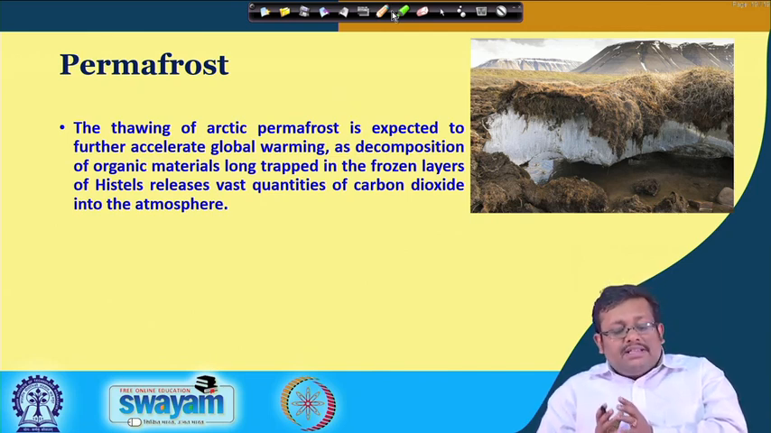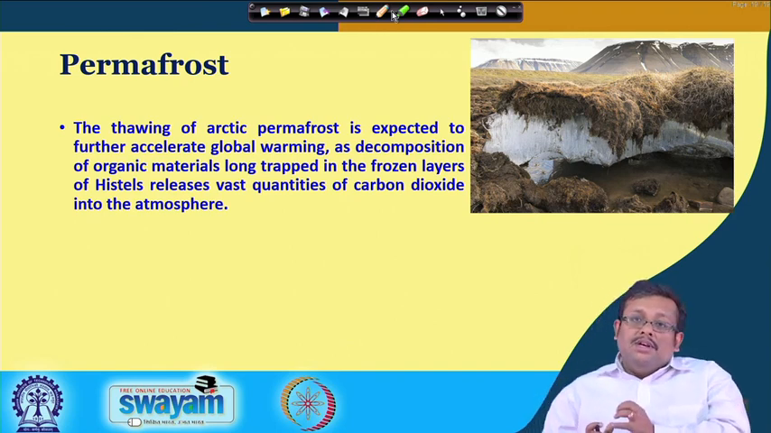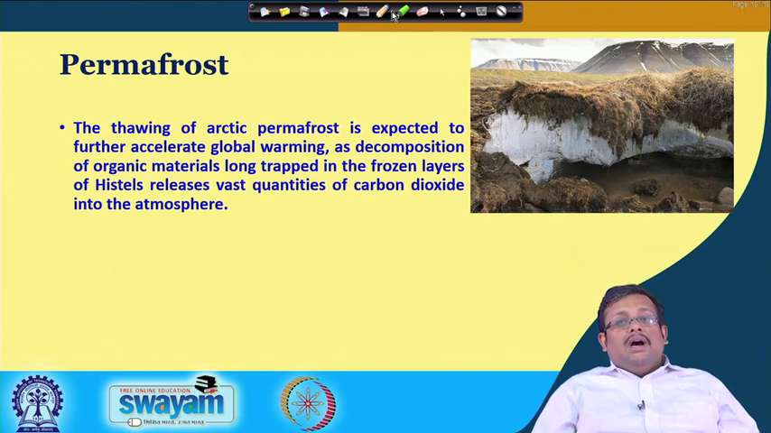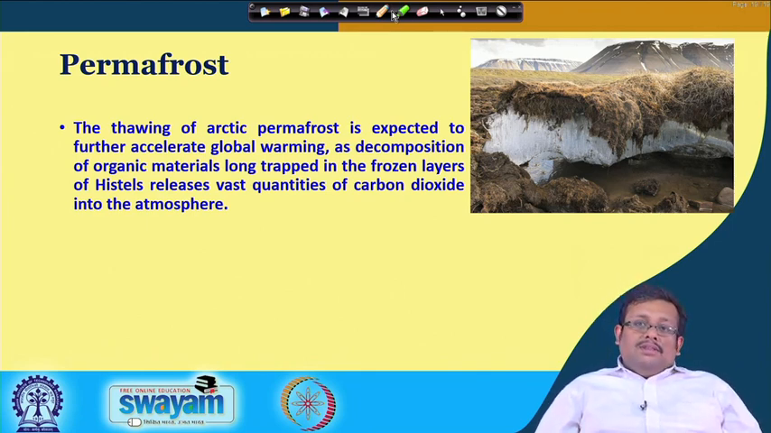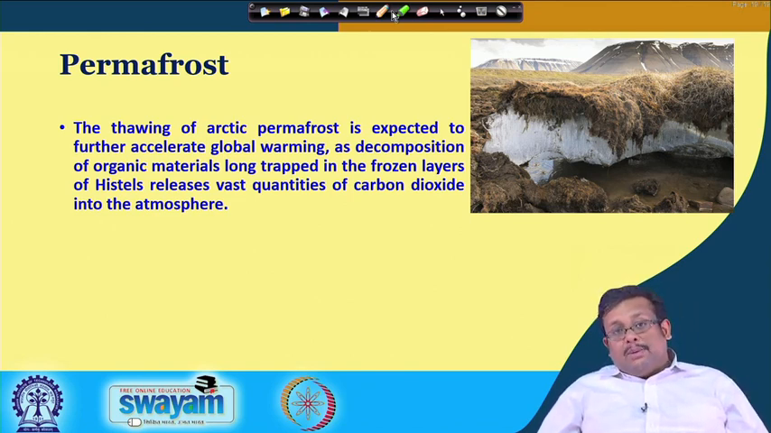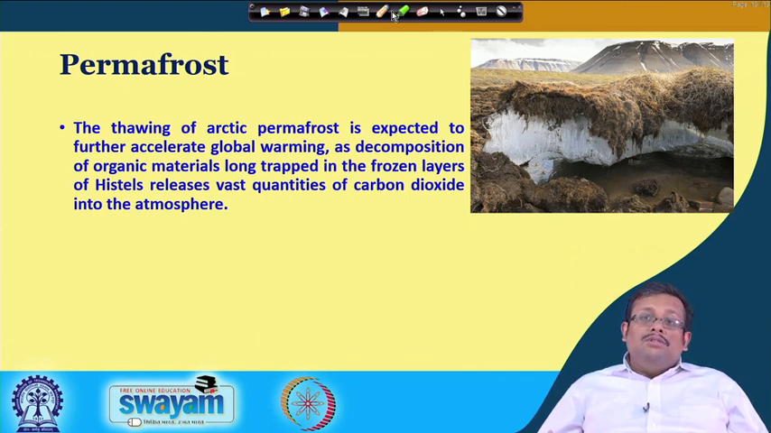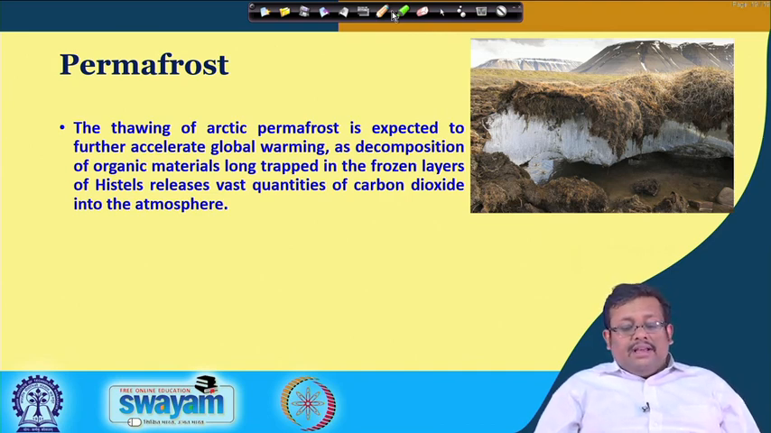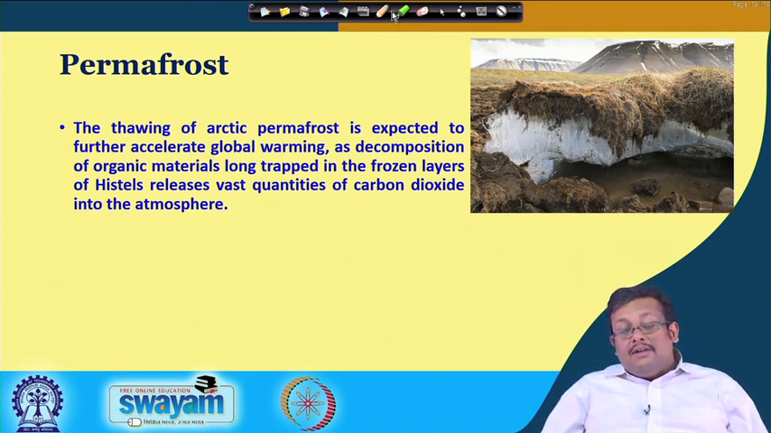In this condition, obviously, the thawing of Arctic permafrost will release vast quantities of carbon dioxide into the atmosphere. Generally, in permafrost conditions, they preserve the organic carbon in the earth. They help in carbon sequestration. However, due to the thawing of Arctic permafrost, a huge amount of this sequestered carbon in the form of organic matter gets decomposed, and as a result it produces different types of greenhouse gases, which ultimately leads towards global warming.